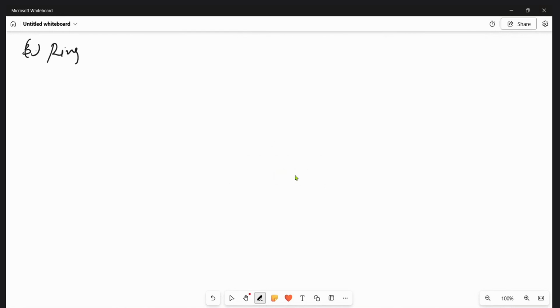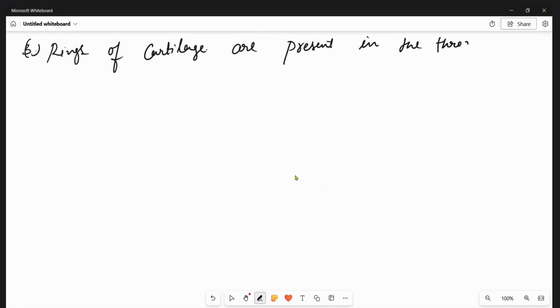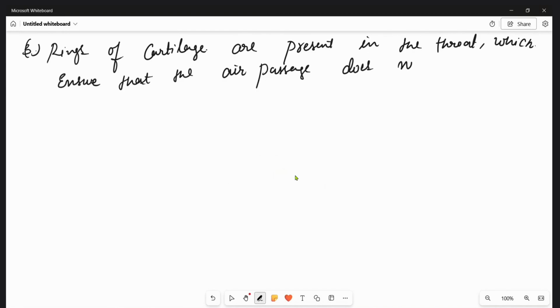Rings of cartilage are present in the throat, which ensure that the air passage does not collapse.